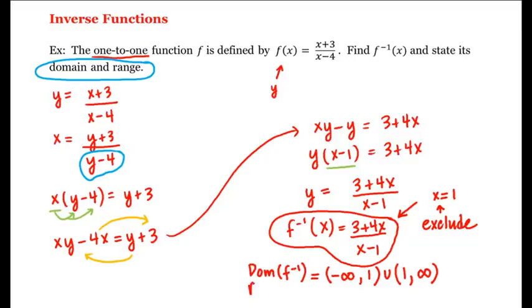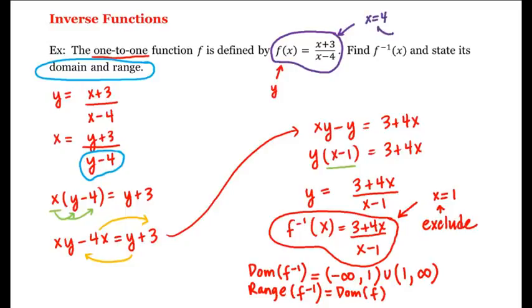All right, what about the range, though? Now, this is where we can use the fact that the range of the inverse is the domain of the original function. That is, this is equal to the domain of f. But what is this domain? Looking back up here at our original function, the only issue would be if x were equal to 4, because then we'd be dividing by 0. That is, we need to exclude this value in the domain of f.